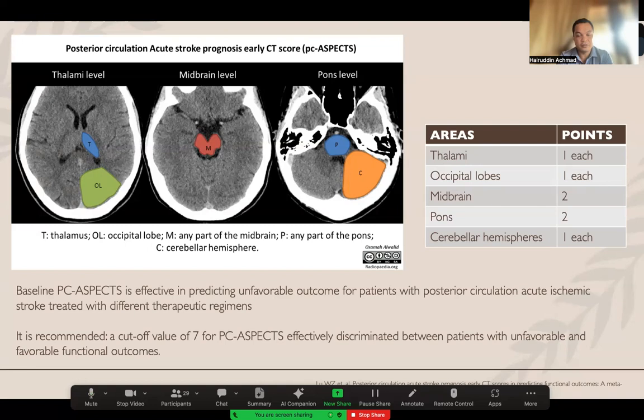It has also been shown that the lower the ASPECTS for posterior circulation is, the more unfavorable the outcome is going to be. So similarly, we take a cutoff of 7 for posterior circulation ASPECTS scoring to decide which patient will have a favorable or unfavorable outcome.